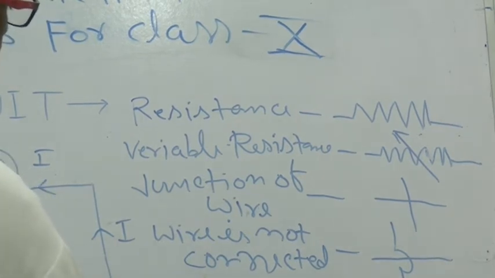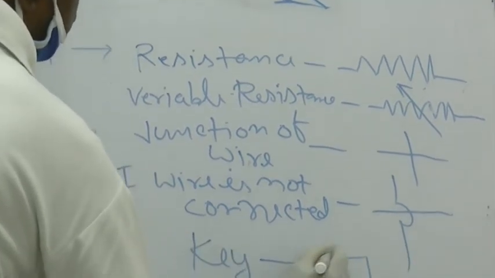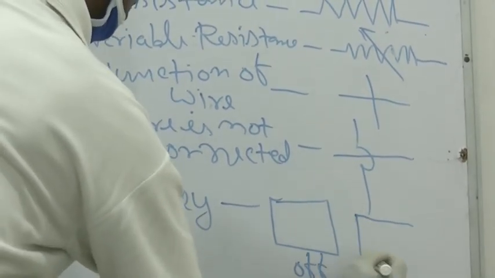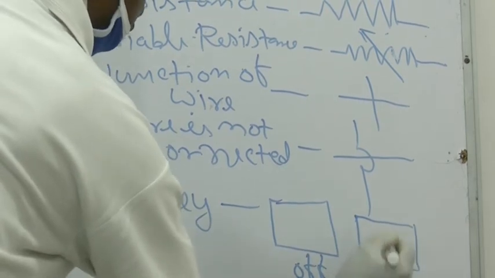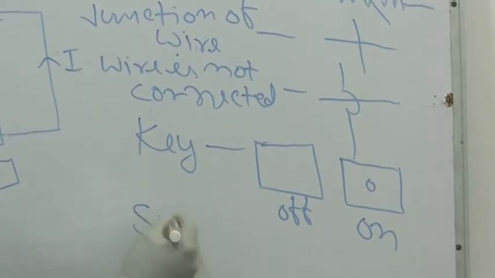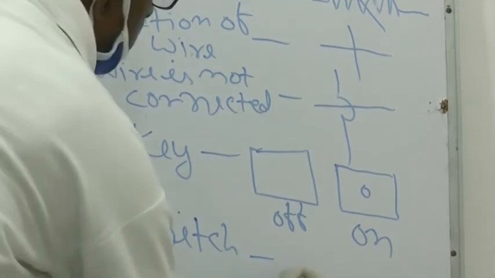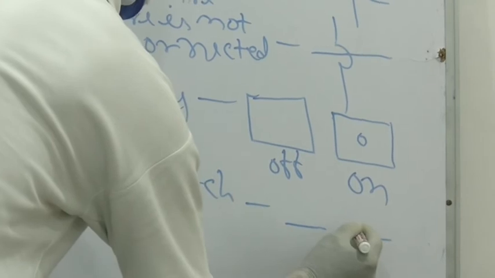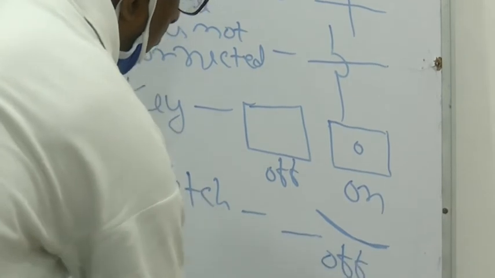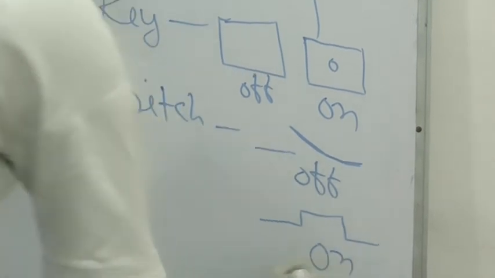For a key, we use this symbol when it is in the off position, and this symbol is for the on position. Switch: somewhere it is written as tap switch. We use this symbol. This is for off, and this type of symbol is for the on position, for a tap switch.